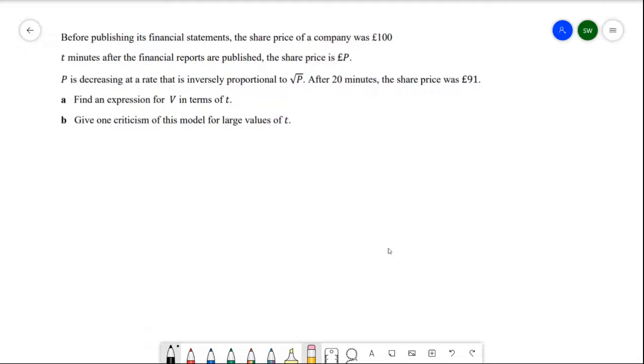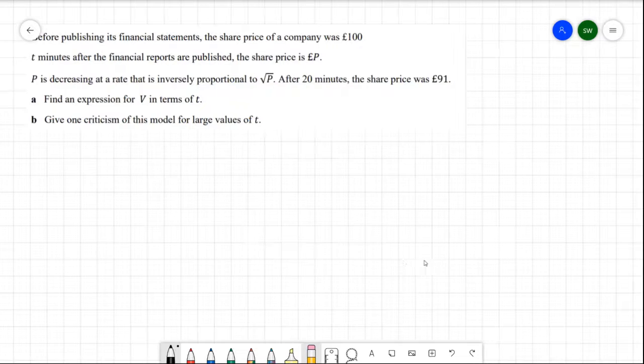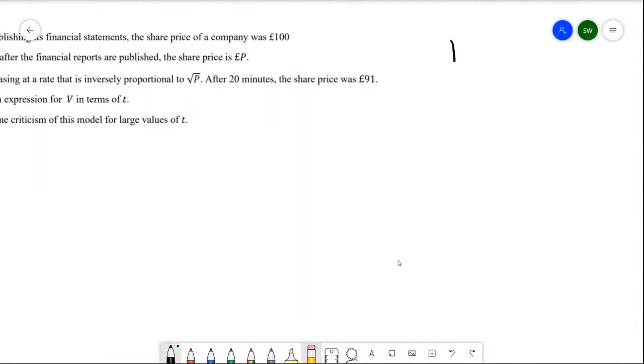So there's some company and its share price was initially worth £100, and then it publishes its financial reports. We know that P is decreasing at a rate that is inversely proportional to root P. You don't need to do this, but if you wanted to, you can think about this graph. We've got t minutes after publishing their report, and we've got the share price. We know that the share price starts at 100 and then it decreases. So it's like plummeting, something like that.